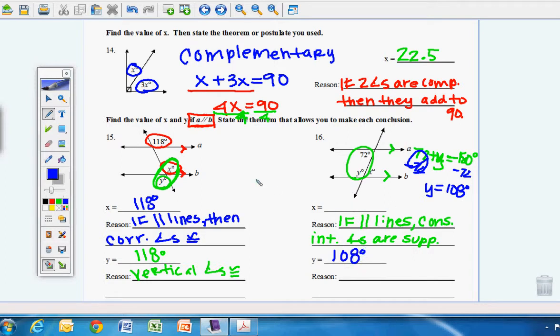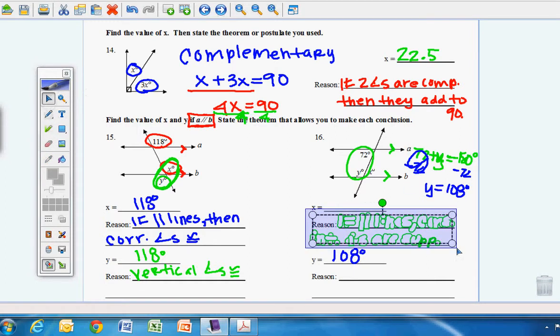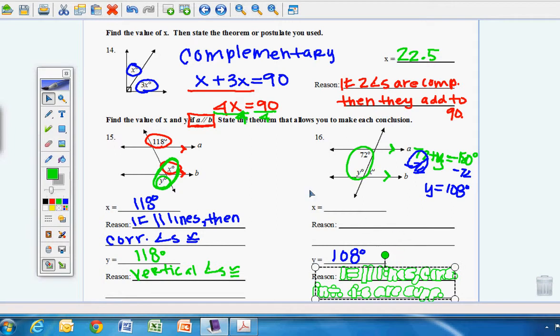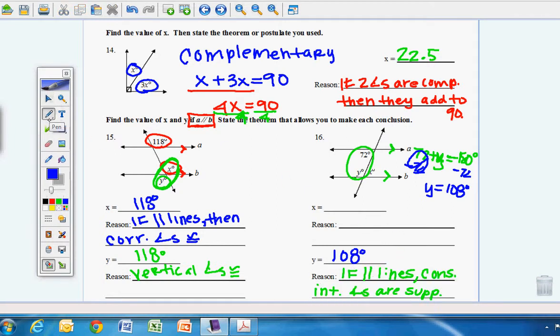Oh, look at that. I put that in the wrong spot. Let's see if I can move that. We'll see. Oh, fun. And we're going to move that down there. There we go. Okay, back to the pen.